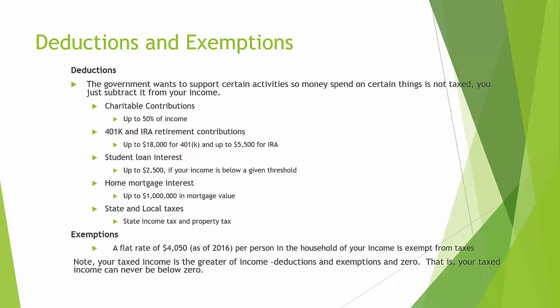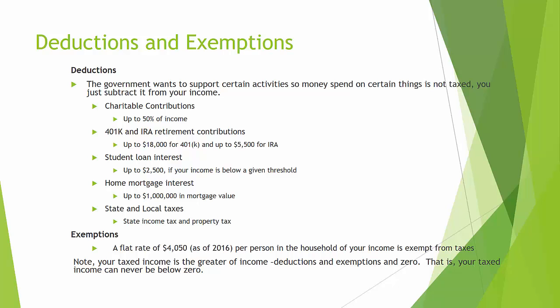Now, retirement: 401k and IRA retirement contributions can be deducted up to $18,000 for a 401k and $5,500 for an IRA. It's actually a little bit higher if you're older. They have catch-up thresholds, but we're just going to deal with the base level here. Student loan interest can be deducted up to $2,500 if your income is below a given threshold. Your home mortgage interest can also be deducted up to $1 million in mortgage value, and state and local taxes are also deducted from your income.